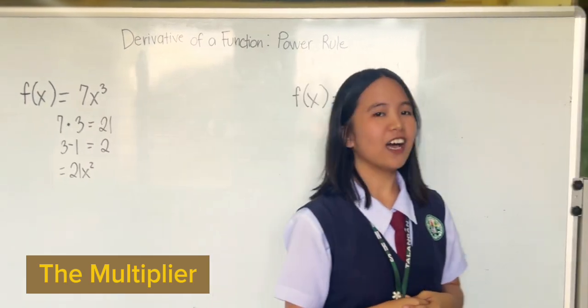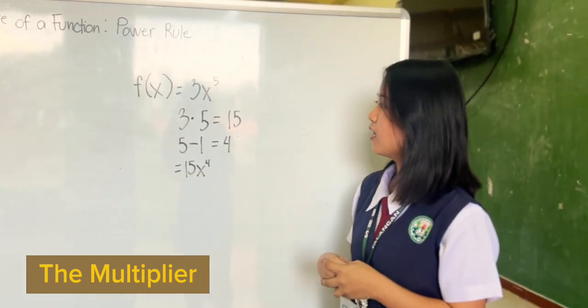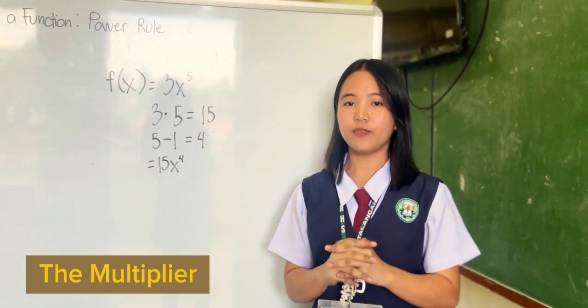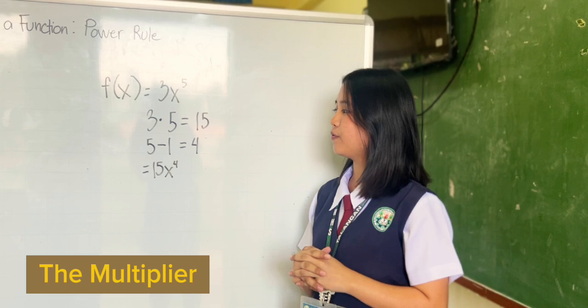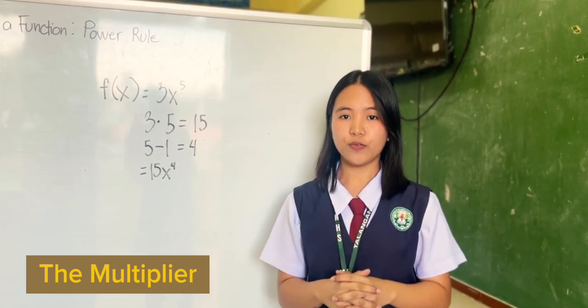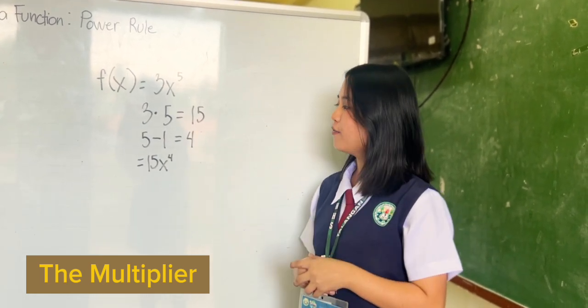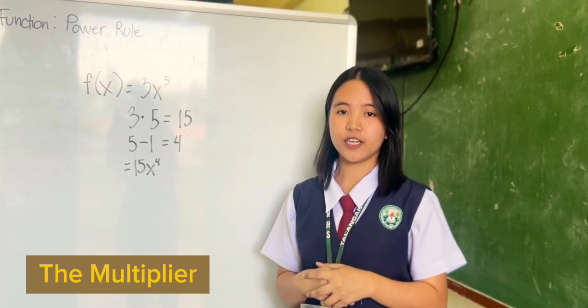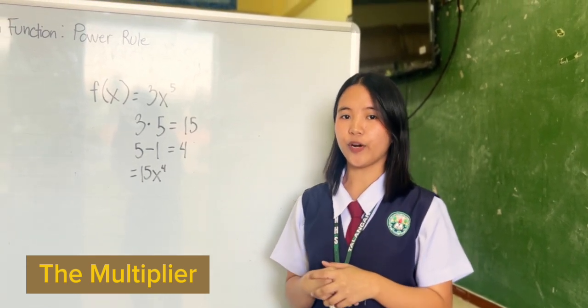And then another example, 3x raised to 5. So multiply 3 and 5. 3 times 5 is 15. Now subtract 1 from the exponent. 5 minus 1 is 4. And then our final answer is 15x raised to 4.